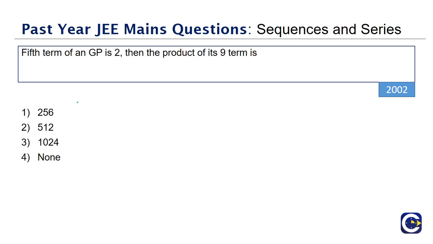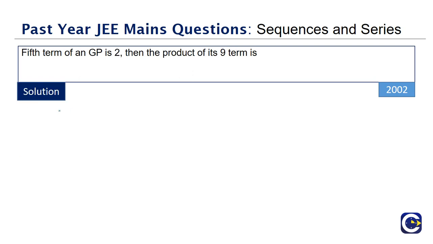So the fifth term of a GP is 2, and the product of 9 terms is? Options are 256, 512, 1024 and none. So the fifth term, in the sense AR power 4, if you consider A, AR, AR square and so on. So AR power 4 is equal to 2.